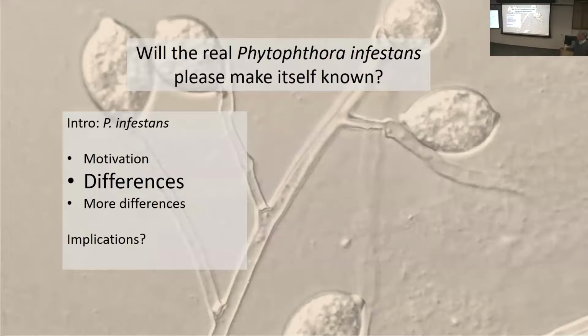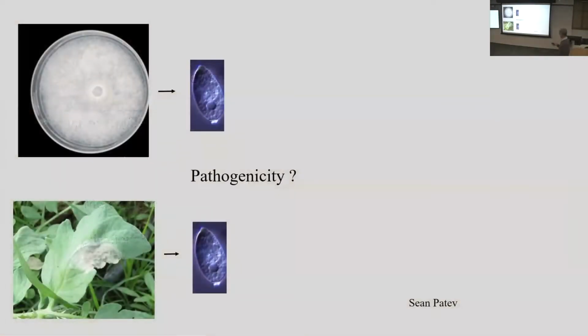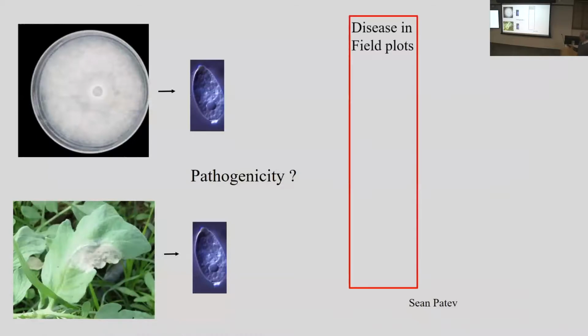So that caused us to begin to look at the differences between sporangia that are produced on a plate versus sporangia that are produced on a leaflet. And what I'm going to describe next is some of Sean Patev's master's thesis work. So the first assay that we did was to look at pathogenicity of sporangia that come from a plate versus sporangia that come from a leaflet. And he did the work, first of all, in field plots using two different isolates.